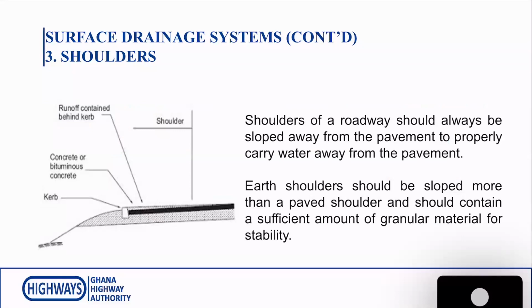The next important one is the shoulders. The shoulders are always sloped away from the pavement so that they can properly carry water away from the pavement surface. Where you don't have paved shoulders and you have edge shoulders, these should be sloped more than a paved shoulder so the water can be drained away quickly. At the same time, they must contain sufficient granular material to ensure stability. If you don't have sufficient granular material, the shoulder may be eroded.